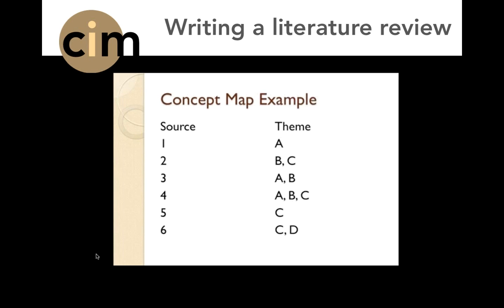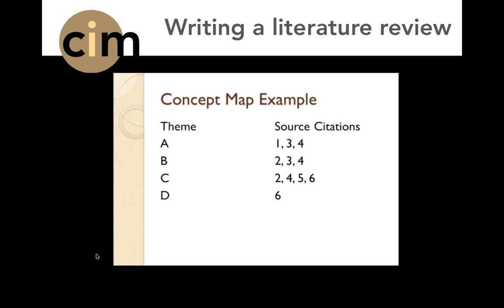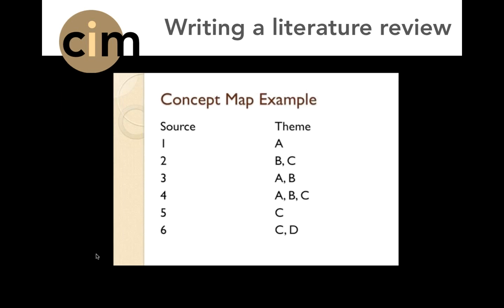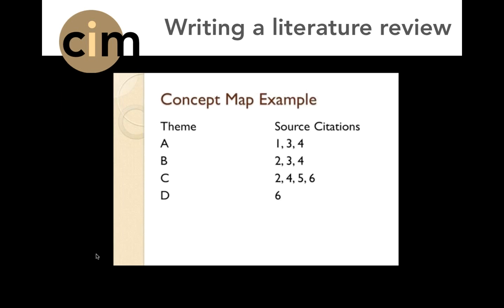So this is a visual of the source on the left and the theme on the right. I take the next step because what I really want to talk about is themes, not sources. So then I flip it. I discovered that I had 4 themes. So I'm going to put them on the left. I have theme A, B, C, and D.